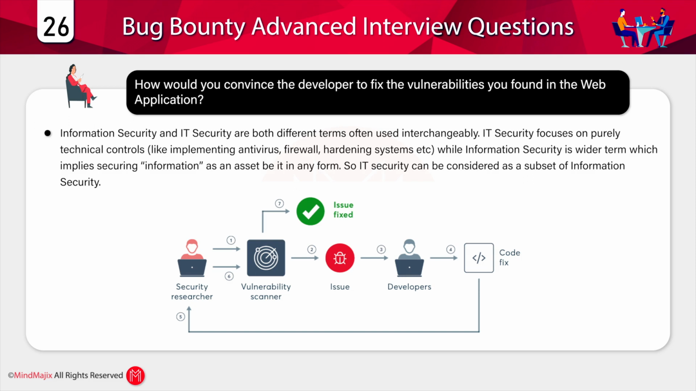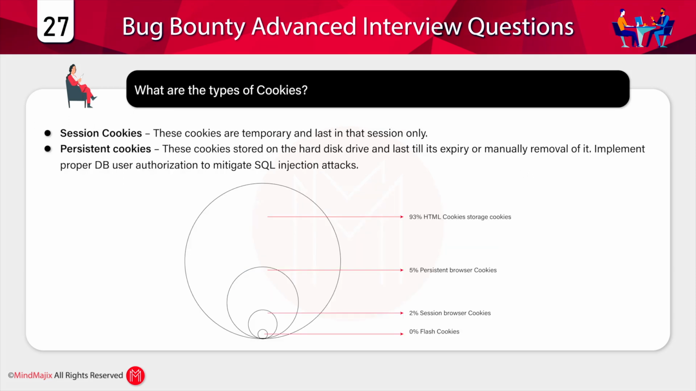Okay, next, what are the types of cookies? There are two types of cookies we can see. The first one is session cookies and the second is persistent cookies. Session cookies are the cookies which are temporarily available until that particular session is closed. And persistent cookies are stored on the hard drive, and they last until their expiry, or until we manually remove them.